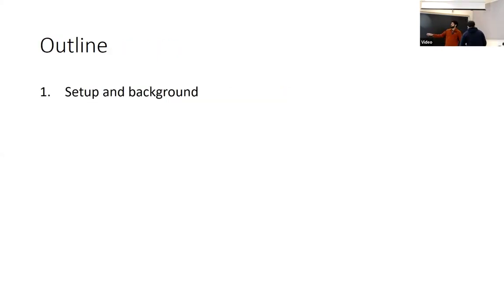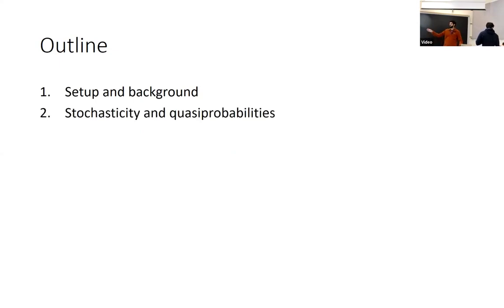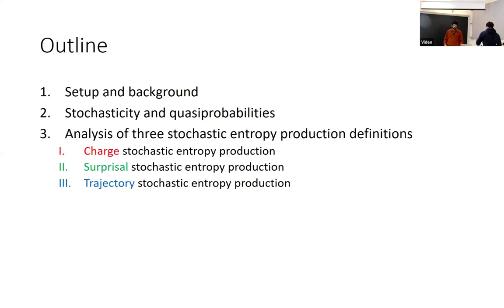For the rest of this talk, I'll first introduce some setup and background in a bit more detail, the system we're looking at. I'll then talk about what exactly I mean by stochasticity and introduce this notion of quasi-probabilities. And finally, I'll briefly discuss our three definitions, which we dub charge, surprisal, and trajectory.